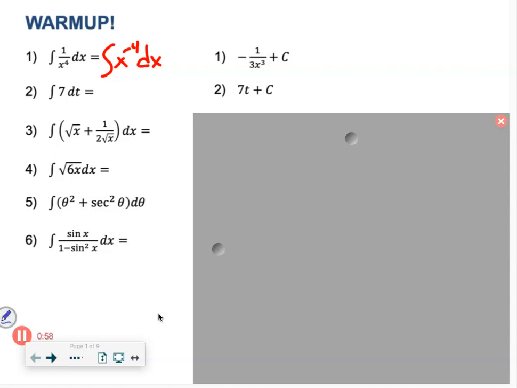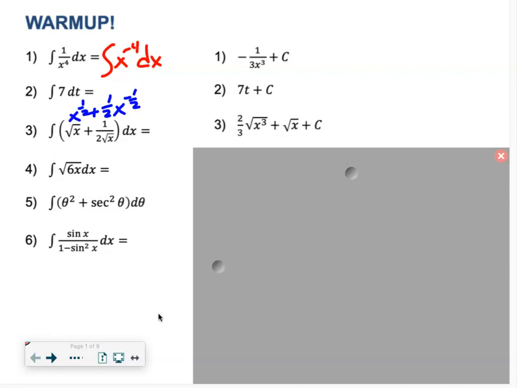This one, you have to remember that this is x to the 1/2, and this is 1/2 x to the negative 1/2. So the antiderivative of x to the 1/2 is 2/3 x to the 3/2. And then this guy becomes x to the 1/2 divided by 1/2, so the halves cancel. You can think of it as times 2. So you end up with 2/3 x to the 3/2 plus x to the 1/2 plus c, or you could write it in radical form. I'd actually accept the rational form or radical form.